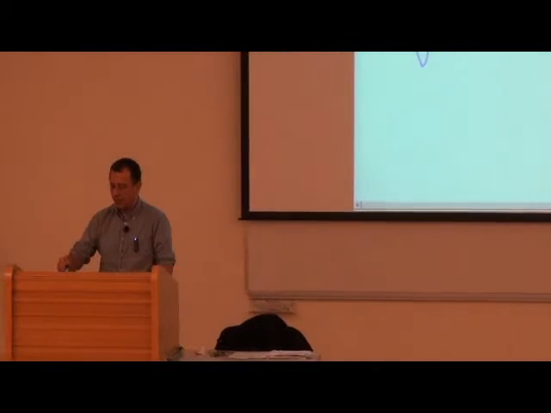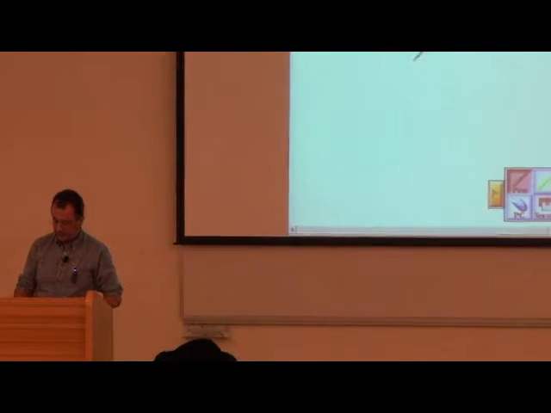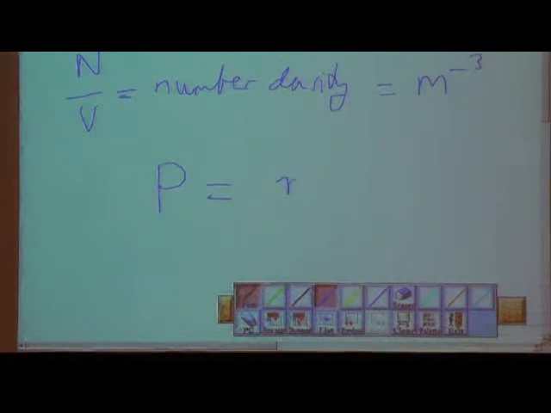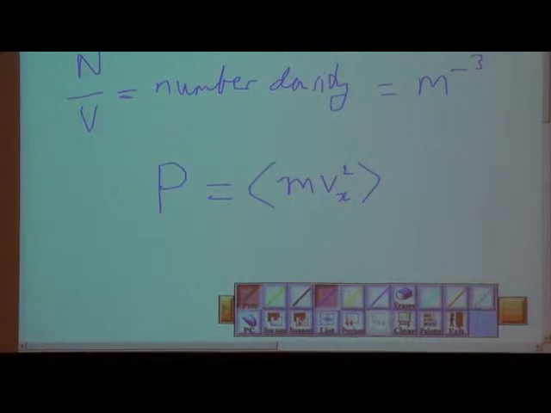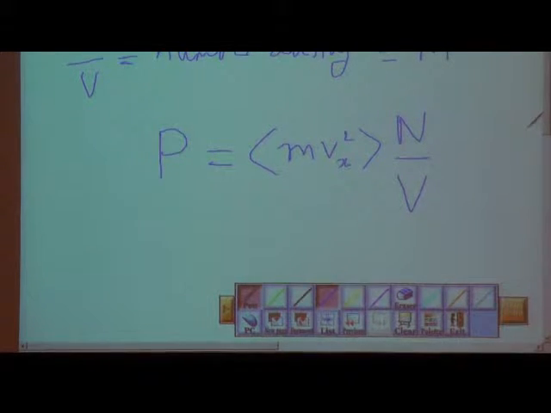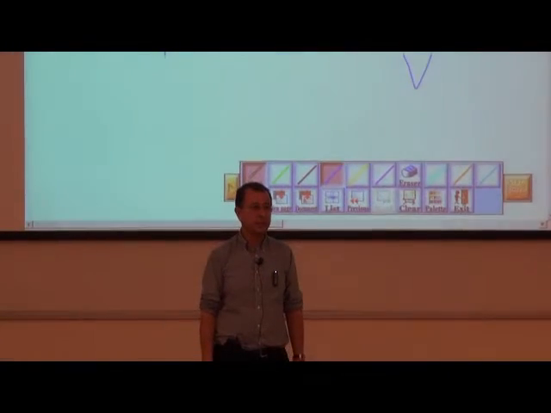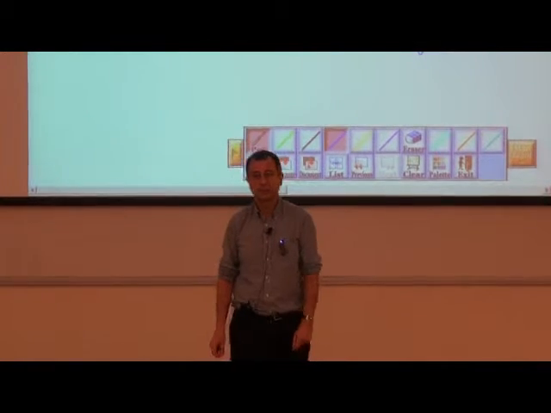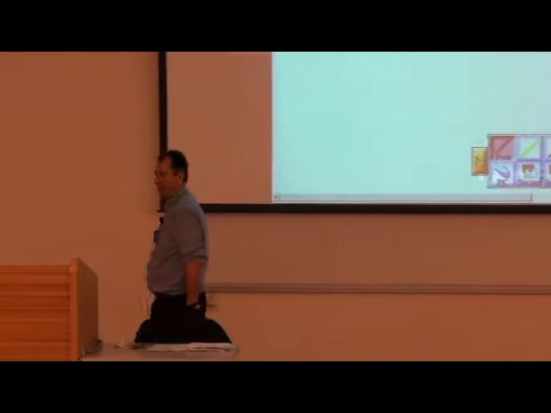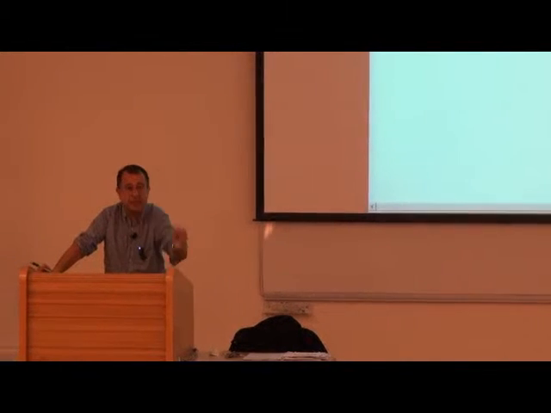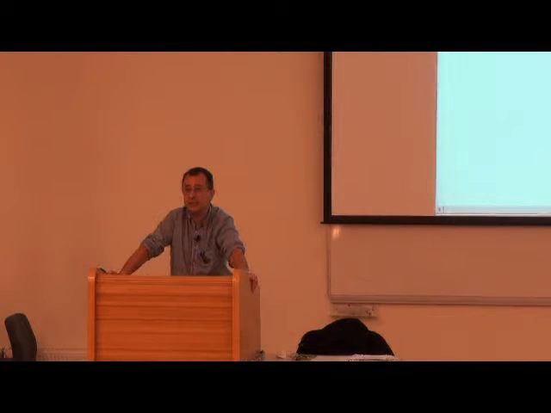Now, here's what we got finally. We had pressure equals some property of the gas, the average of m vx squared, times N over V. Other than that thing, which is a property of the gas, which is the same for the same gas, what this tells me is that the pressure of a gas is proportional to its density.